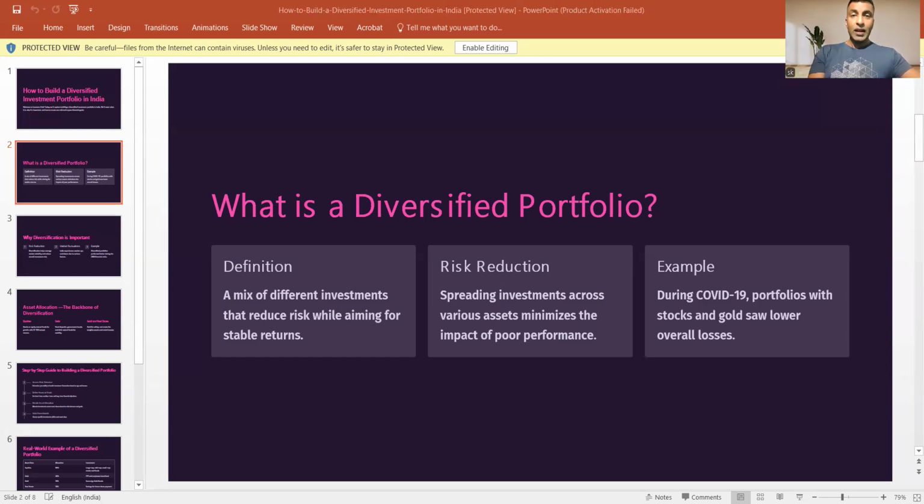It's based on the idea that not all asset classes move in the same direction or react the same way to market conditions. So sometimes when the stock goes up, you can see gold will go down. There is no such direct correlation among all of these. Some can go in one direction, some others can go in a different direction. That's the reason why we are looking for a diversified portfolio.